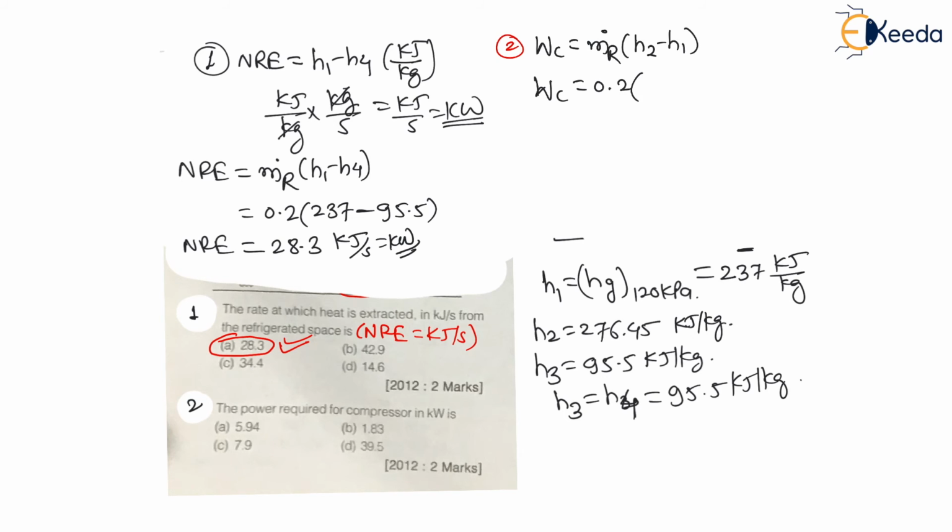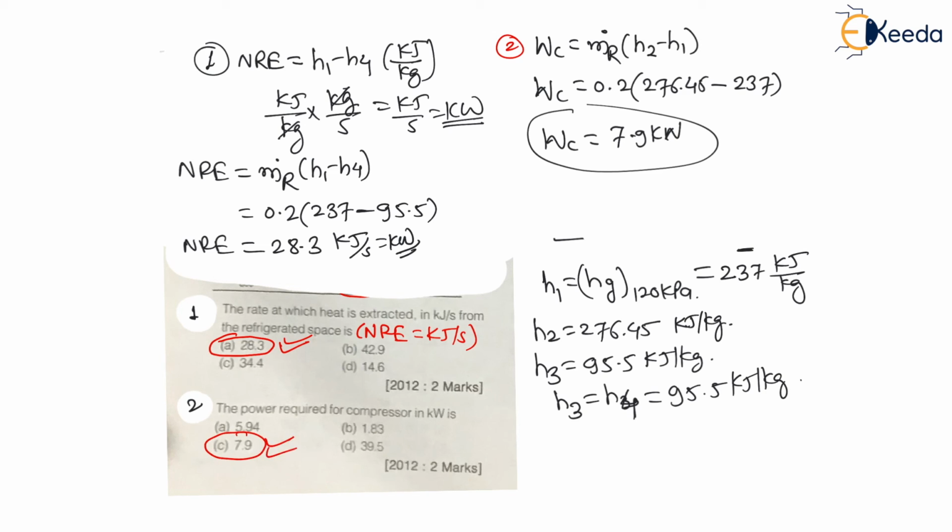Therefore, work of compressor, which is nothing but power of compressor, is equal to mass flow rate 0.2 times H2, which is given 276.45, minus H1, which is given 237. And if I simplify this, I will get work of compressor, which is nothing but power required, equal to 7.9 kilowatt. Now look at the options. For this 7.9 kilowatt, I think option C is there. Therefore, for the second question, option C is the correct choice.